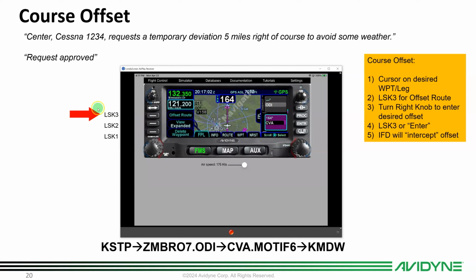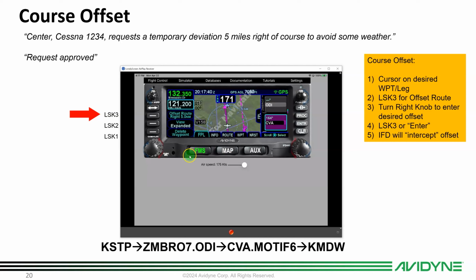We want to hit the LSK3 for offset route. And then we can turn the right knob to enter the offset. So let's push the LSK3 to offset route. Now we're going to rotate the knob to, in this case, 5 miles right. You can see it changing over here as I turn this knob. Here we go. And then we hit enter or LSK3. Now it says offset route 5 miles right. You can see the magenta line.